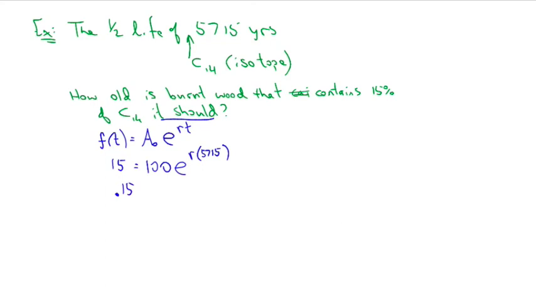0.15, which is the decimal representation of 15%, equals e to the 5,715 r. And you put ln on both sides, so you get ln of 0.15, and then you divide both sides by that 5,715. What kind of answer should we get out of here? A negative number. Why? Because it's a half-life, so it's going down.